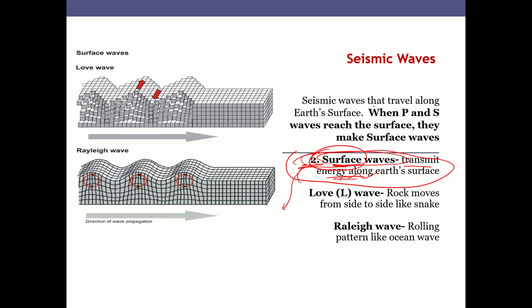Seismic waves that travel along the Earth's surface. Okay, when primary and secondary waves reach the Earth's surface, they are called the surface waves. So in surface waves as well.